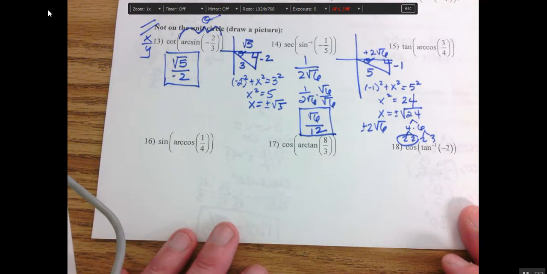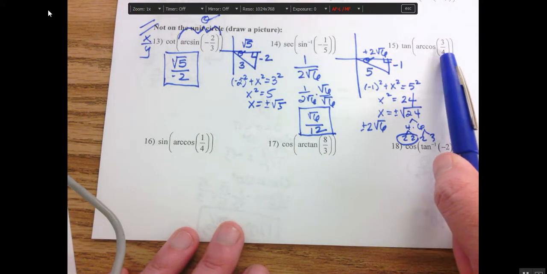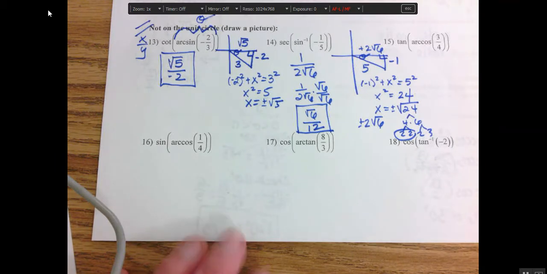All right. I want you to try number 15 on your own now. What quadrant will you draw your picture in for number 15? First quadrant. Very good. First quadrant because it's positive. So try drawing your picture in the first quadrant, solve for your missing side, and then see if you can figure out the tangent.